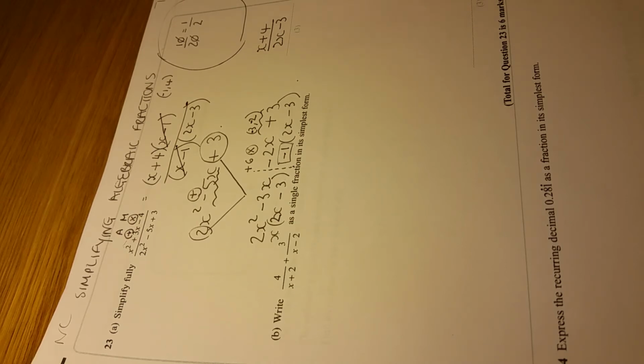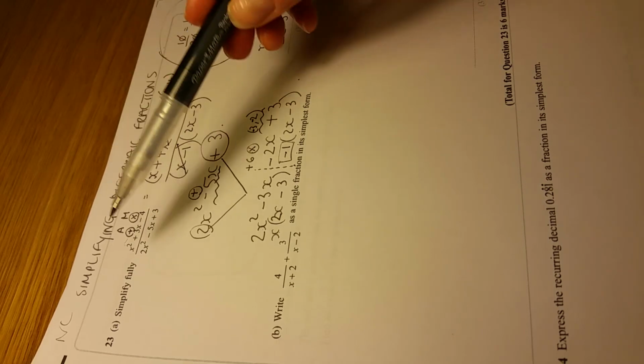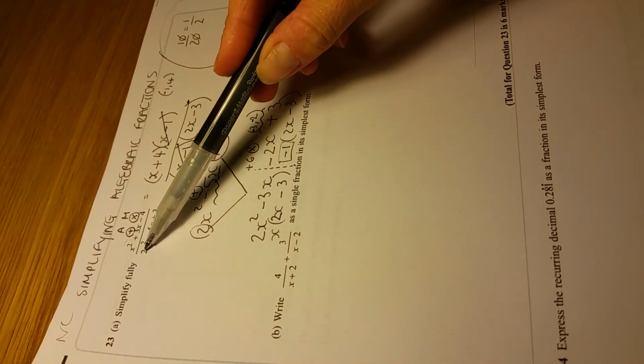Now I know it seems a lot of work, and it is. This one here is worth 3 marks. What makes it more difficult is this 2 here. If it was just like a 1x squared, then it would only be worth 2 marks, but that is your simplified fraction. You don't do any more with it.